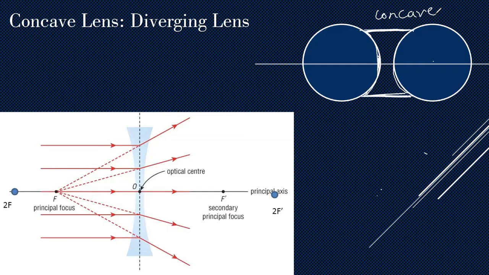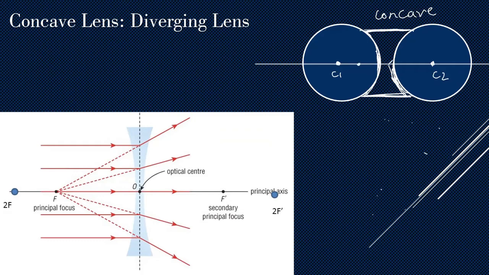Okay, so if you have to draw the structure of a concave lens, what is a concave lens? A concave lens is bulging at the ends and thin at the center. Understood? This is your concave lens. Now again, in the same way, we know this is part of two spherical surfaces, so there are going to be two centers of curvature.